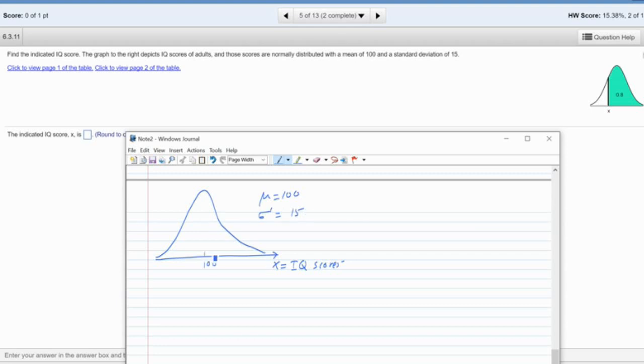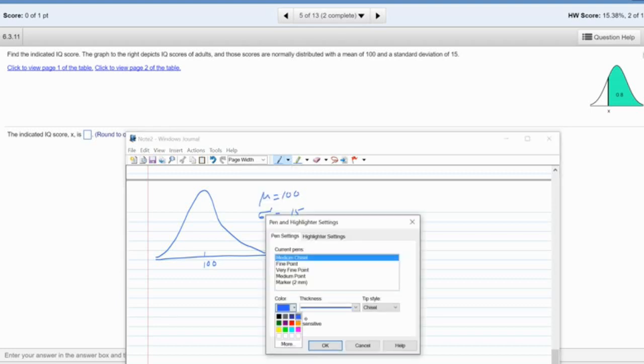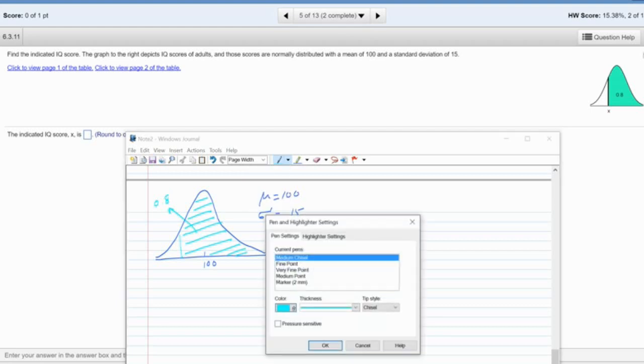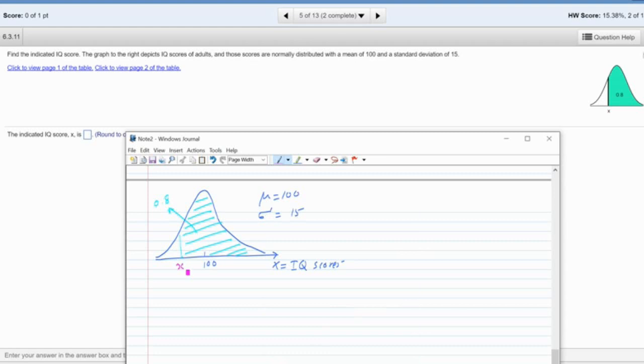Now they have provided the area and we have to find out the X. So this area is equal to 0.8, and you've got to find the X value. So how would you find the X? You need to find this X value. That is what we need to find.